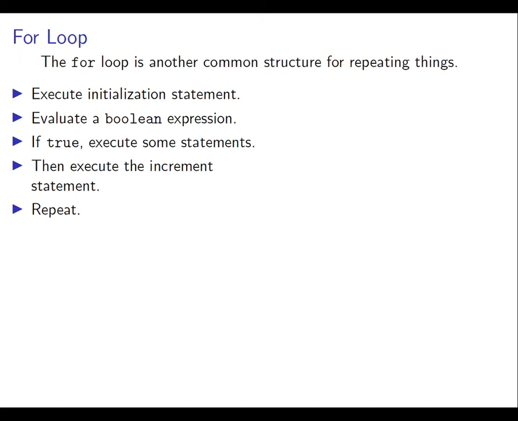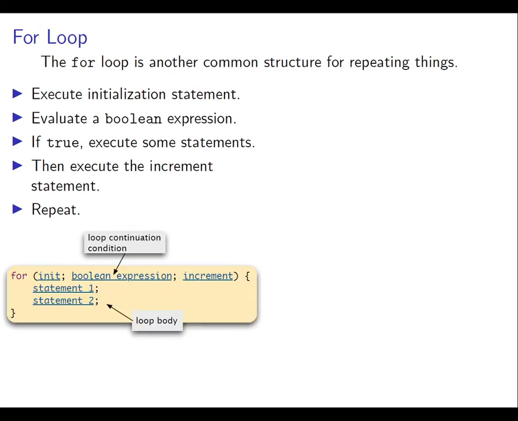You should typically only use a while loop when there's some reason why you can't express what you want to do using a for loop. How do for loops work? We have an initialization statement, we evaluate a Boolean expression, and then it's familiar. If it's true, we execute some statements. Then we execute an increment statement, which has a special status within the for loop. And then we repeat. We go back to re-evaluating the Boolean expression to see if it's true.